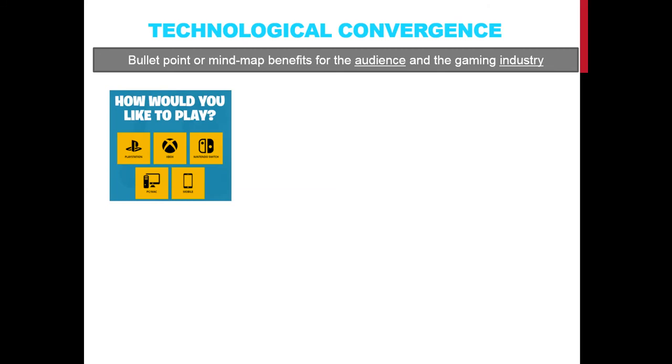Okay, so the first thing we're going to be looking at today is technological convergence. Okay, and what I would like you to think about and write down, bullet point or mind map, is any benefits for the audience and the gaming industry of technological convergence. Having benefits of having Fortnite, for example, on PlayStation, on the Xbox, on Nintendo Switch, on PC or Mac, and on the mobile. Benefits for the audience and benefits for the gaming industry, please. Bullet or mind map any benefits. You can pause the video now and write your ideas down now, please.